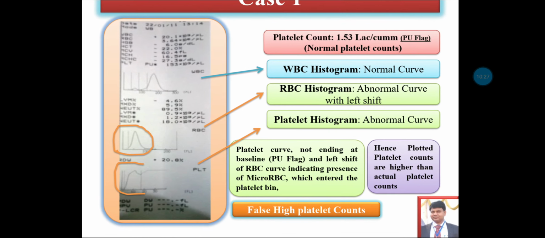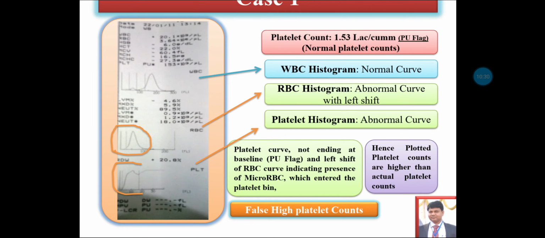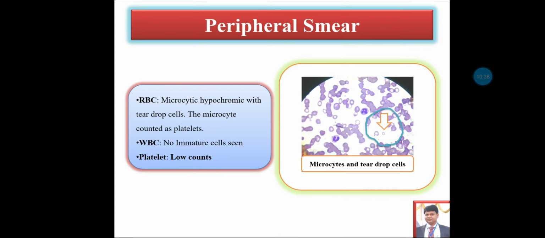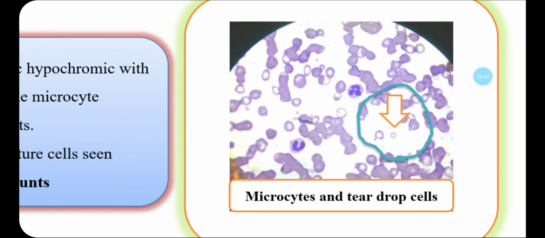This is how we can appreciate it with the help of the RBC histogram as well as the platelet histogram. If we go through the peripheral smears of this same patient, on the right side the blood smears show typical micro RBCs. These RBCs have attained the size of platelets, and such RBCs are counted as platelets. So the plotted counts are on the higher side compared to the actual count. The actual count in the smear appears low.